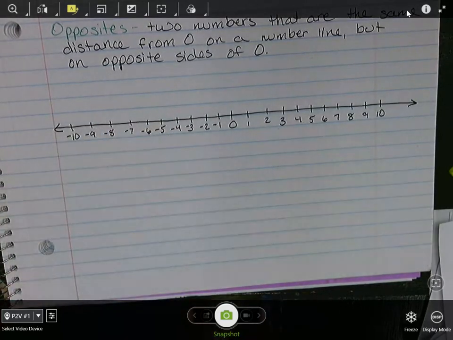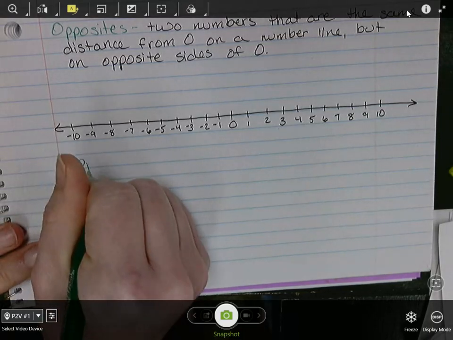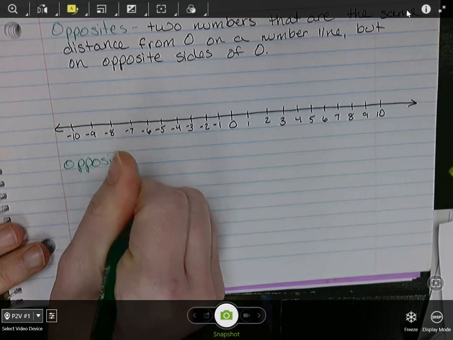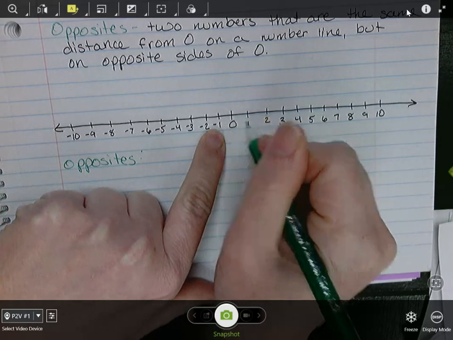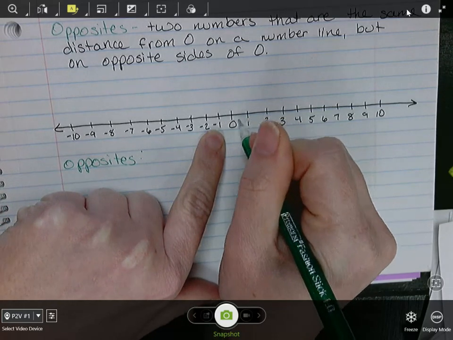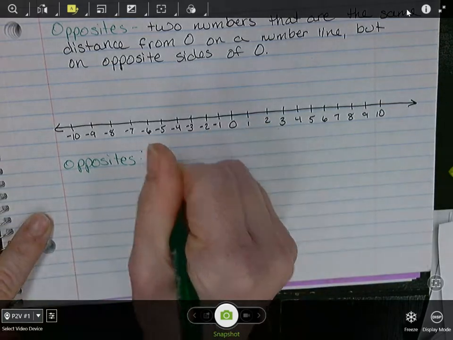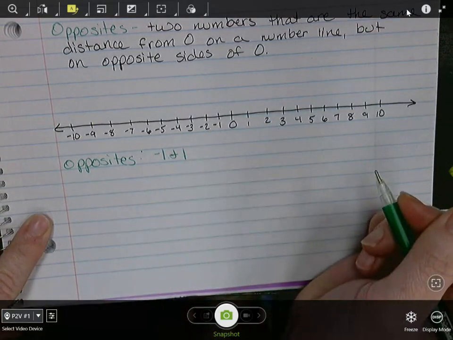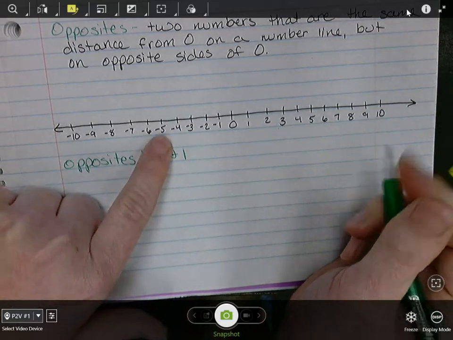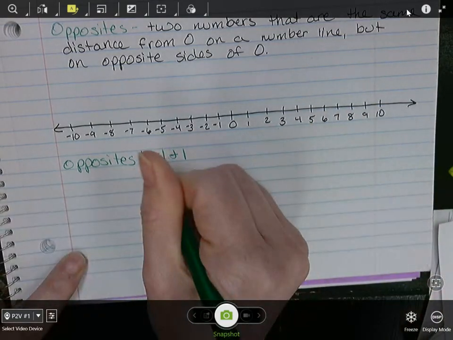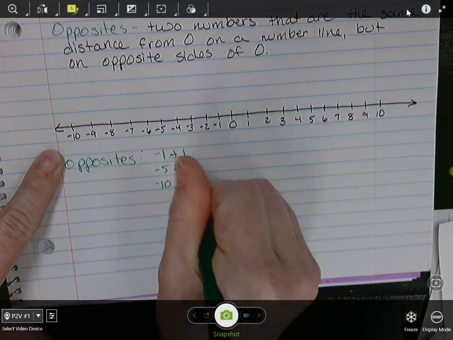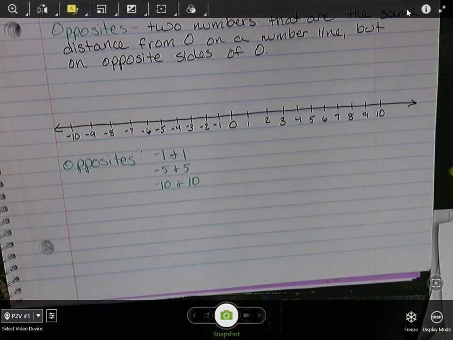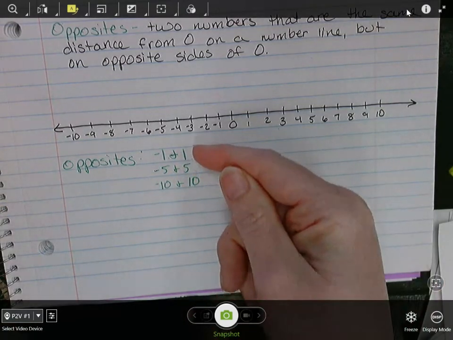Okay, all right, so for instance, if I wanted to look at a pair of opposites, it would be two numbers that are on opposite sides but the same distance. So for instance, notice -1 is 1 unit away from 0, and 1 is 1 unit away from 0. 1's on the right, -1's on the left. So -1 and 1 are opposites. Another set of opposites would be -5 and +5. They're both 5 units away. Okay, and -10 and +10 are both 10 units away from 0. So each of those are examples of opposites.